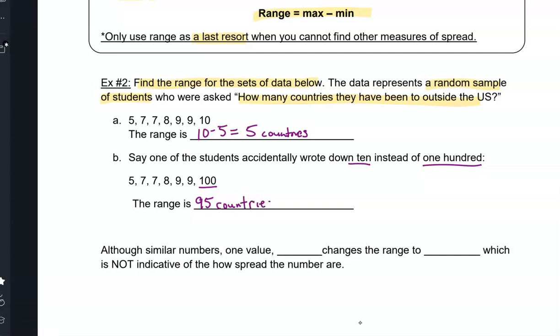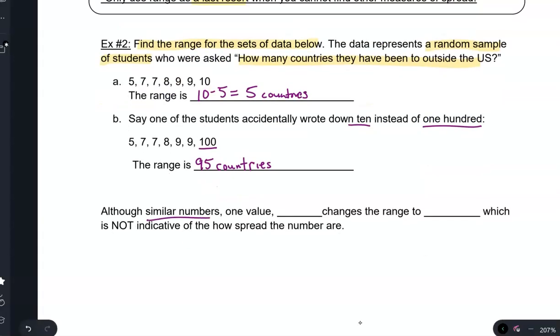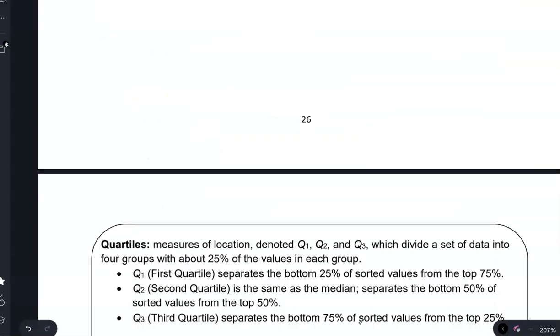So that's the problem, okay? We have similar data sets, but that one value, 100, changes the range to 95, which is not indicative of how spread out the numbers are. You have this one person who went to 100 countries. Most other people went to maybe 7 or 8 countries, where the range would typically be 4 countries. And that's a problem. So that's why range is a last resort kind of thing. We only use it if we can't use other measures of variation.